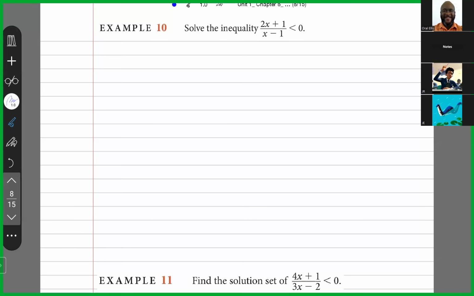Example 10 says solve the inequality (2x + 1)/(x - 1) < 0. I'm going to use the sign table approach. So let's obtain the critical values.